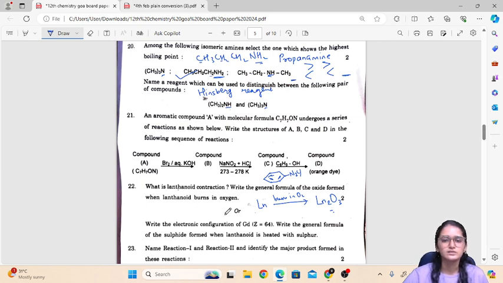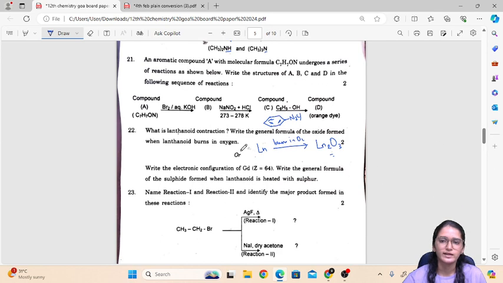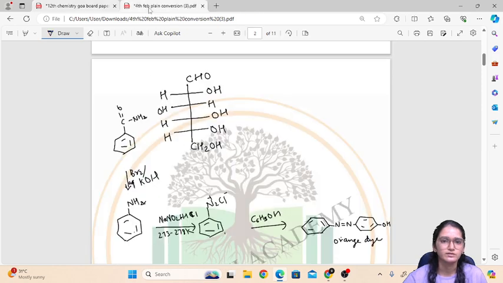Now in this there is an option. We will see the next question also under this. First they have asked, write the electronic configuration of Gd. Gd is gadolinium, and write the general formula of the sulfide formed when lanthanoid is heated with sulfur. First we will write the electronic configuration of gadolinium.